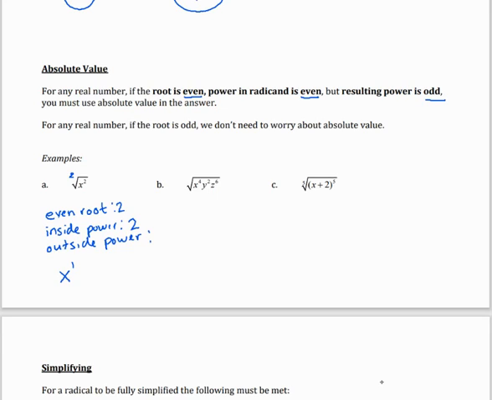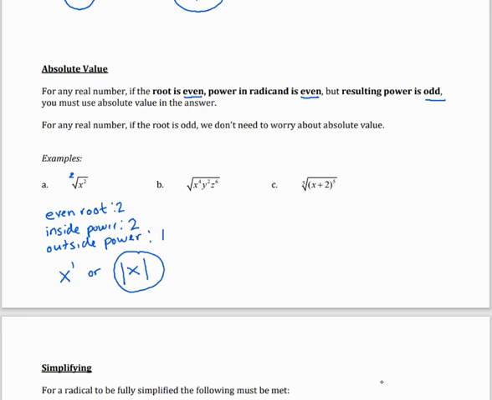So the power on the outside of the radical is a 1. This means even root to begin with, even power on the inside, comes out odd. So that means my answer needs absolute value. So we will write this as the absolute value of x.